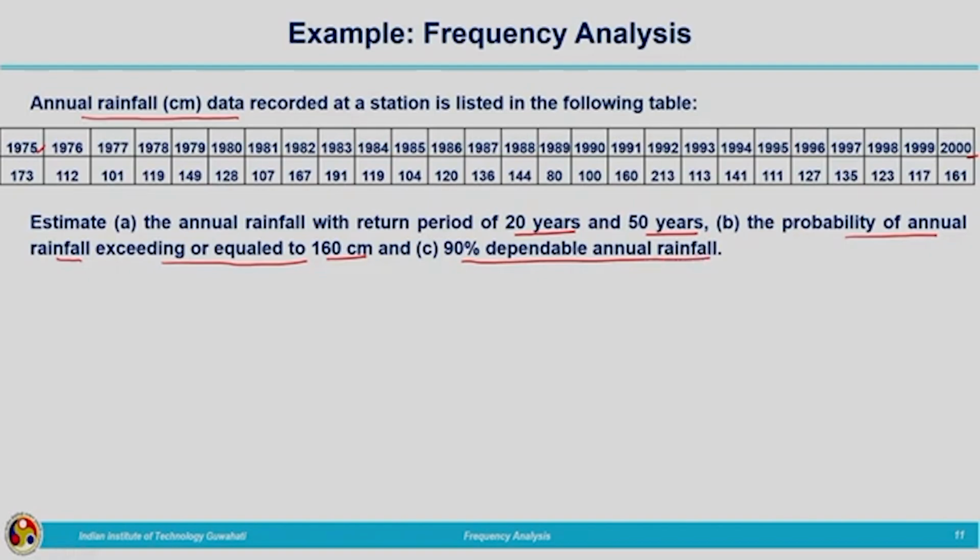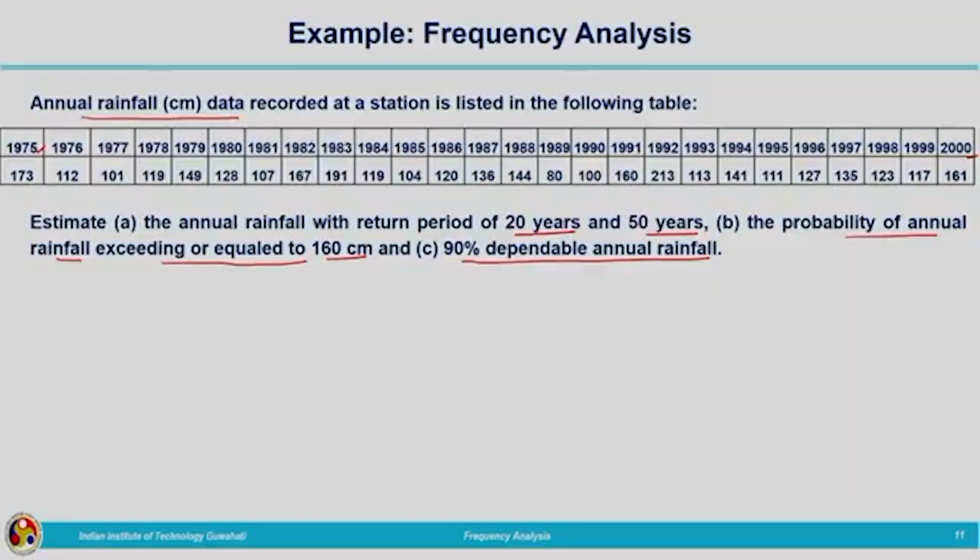The question is having three parts. First one is to find out the magnitude of the annual rainfall corresponding to a return period of 20 years and 50 years. Second one, the value of rainfall is given to you. You need to find out the exceedance probability corresponding to that particular event. Then the third part is to find out the return period corresponding to this 90% annual rainfall and what is the value corresponding to that. So, three parts we need to calculate.